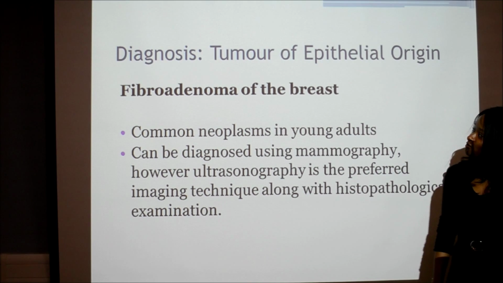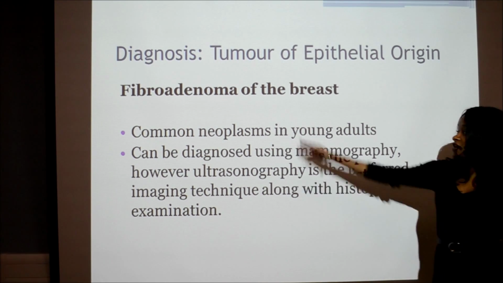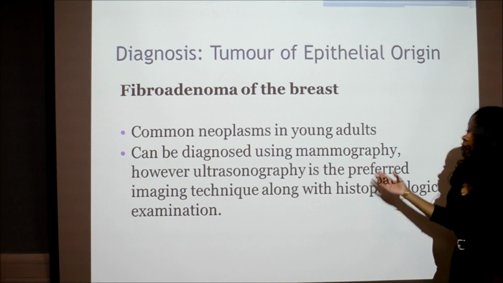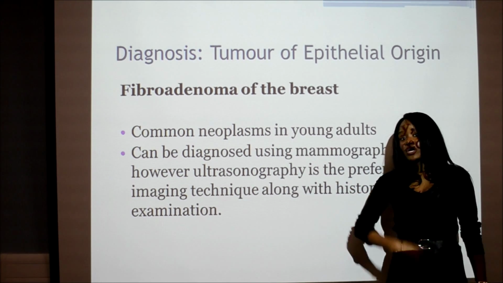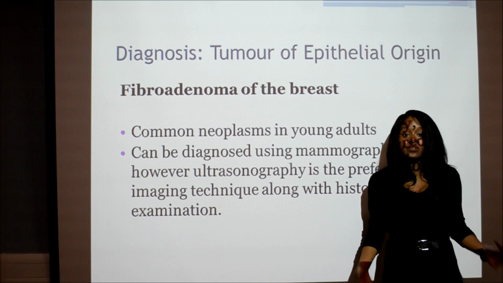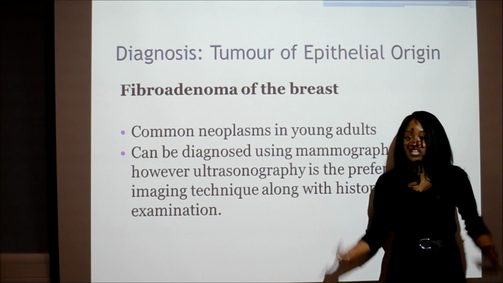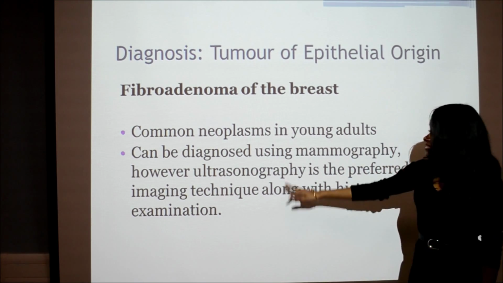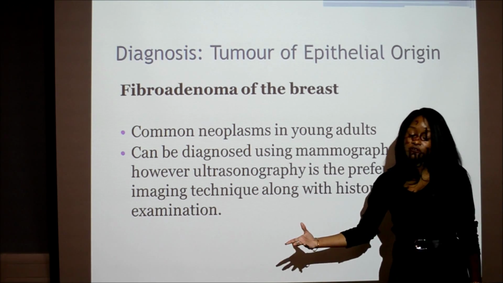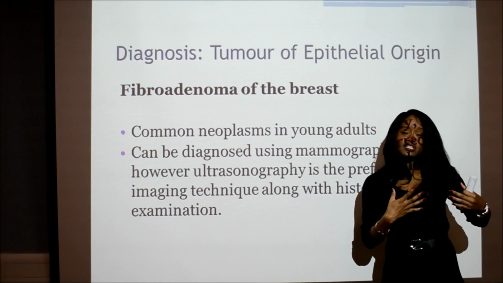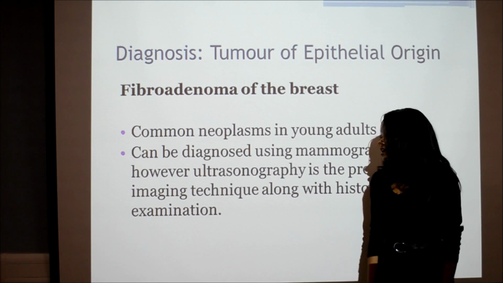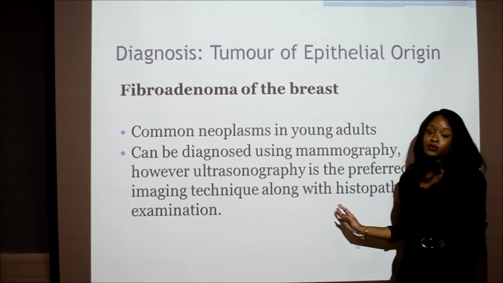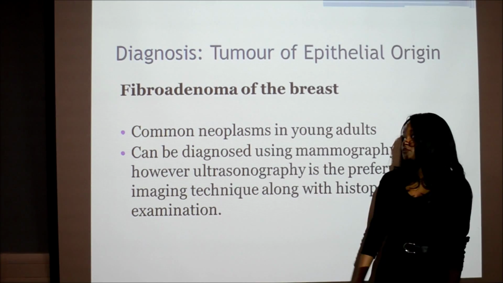An example of a tumour of epithelial origin is a fibroadenoma of the breast. It's a common neoplasm in young adults with sizes ranging from 0.5 centimetres to 15 centimetres, depending on whether you're a young adult, a child, or have a giant fibroadenoma. It can be diagnosed using mammography, however ultrasonography is preferred as images are more specific and the quality of images is ever improving. Also, histopathological examination is very beneficial too.